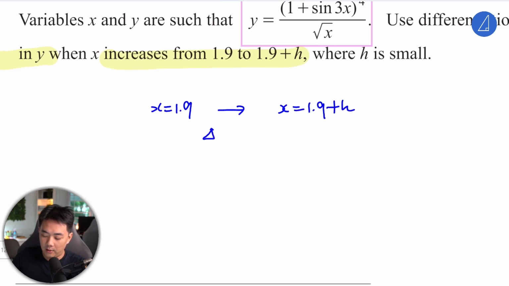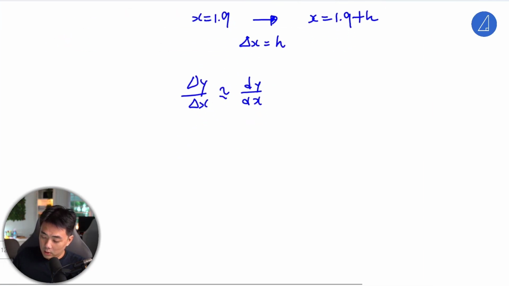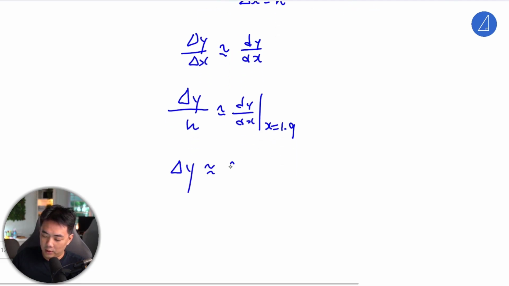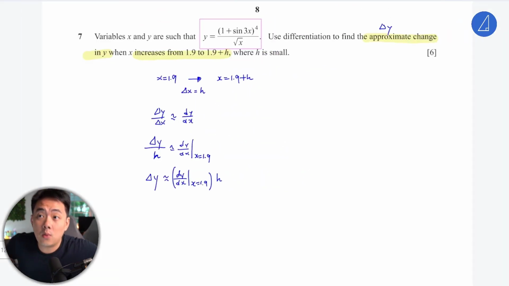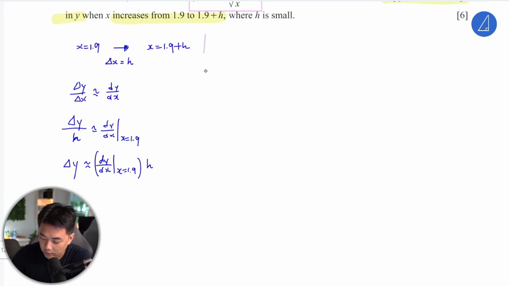This means that del x is equal to h, right? We know that del y over del x is roughly equal to dy/dx. So when x is equal to 1.9, del x is h. We want to find the approximate change in y, which means we just substitute 1.9 into dy/dx and multiply by h. That's the whole idea there. We need to find dy/dx, so that is our first order of business.